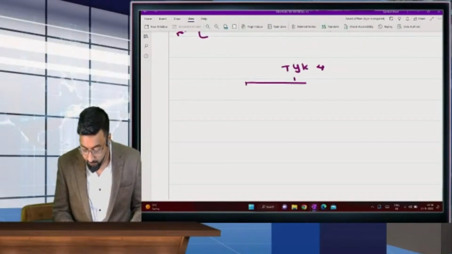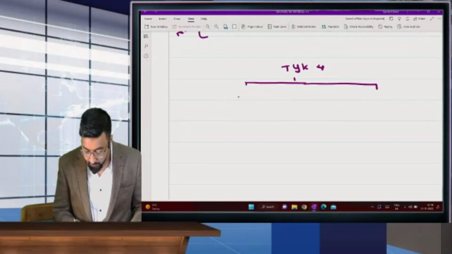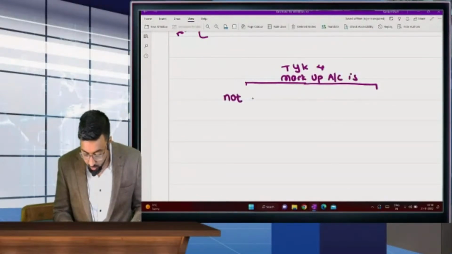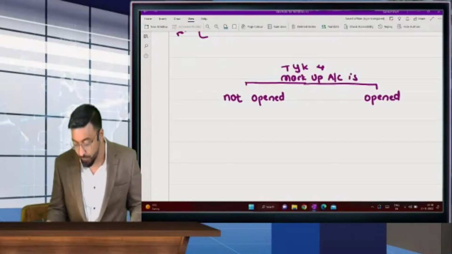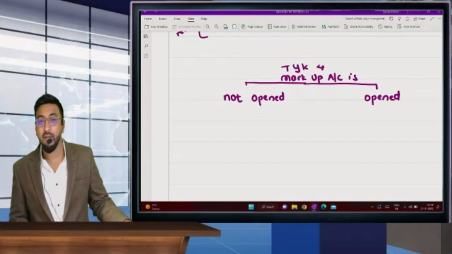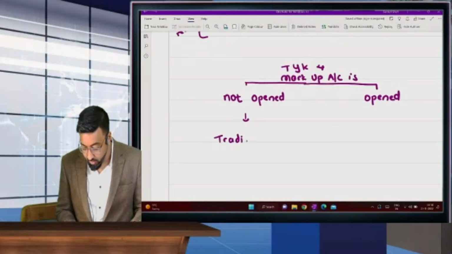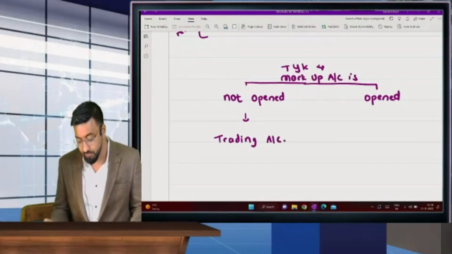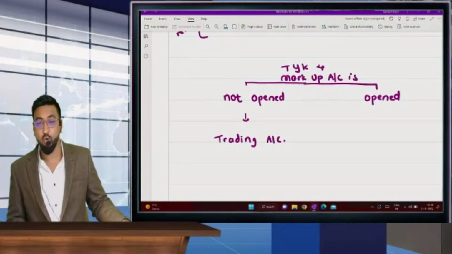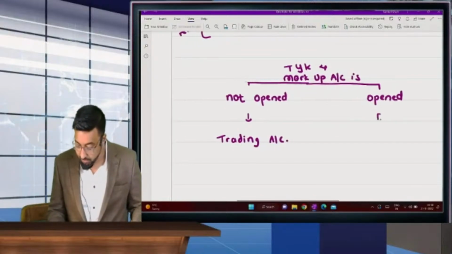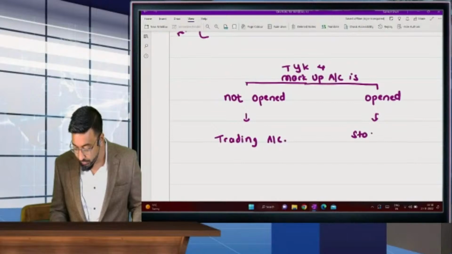If markup account is not open, then it's a simple trading account that you have to prepare. Trading account is very simple, that you have to open. And if markup account is open, it means you have to prepare stock account.